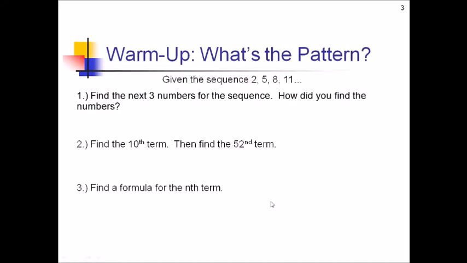For your warm-up, let's say we're given the sequence 2, 5, 8, 11, ... Find the next three numbers for the sequence, and then say how you found the numbers. Pause the video, give it a shot.